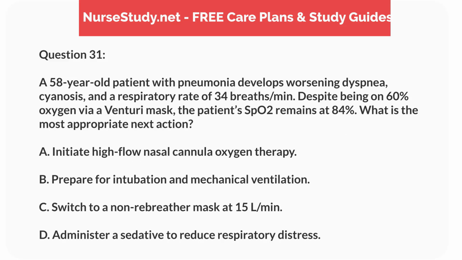Question 31. A 58-year-old patient with pneumonia develops worsening dyspnea, cyanosis, and a respiratory rate of 34. Despite being on 60% oxygen via a Venturi mask, the patient's SpO2 remains at 84%. What is the most appropriate next action? A. Initiate high-flow nasal cannula oxygen therapy. B. Prepare for intubation and mechanical ventilation. C. Switch to a non-rebreather mask at 15 liters per minute. D. Administer a sedative to reduce respiratory distress.